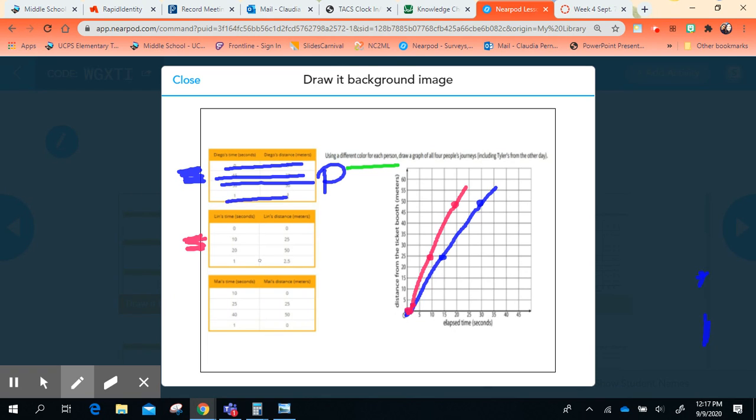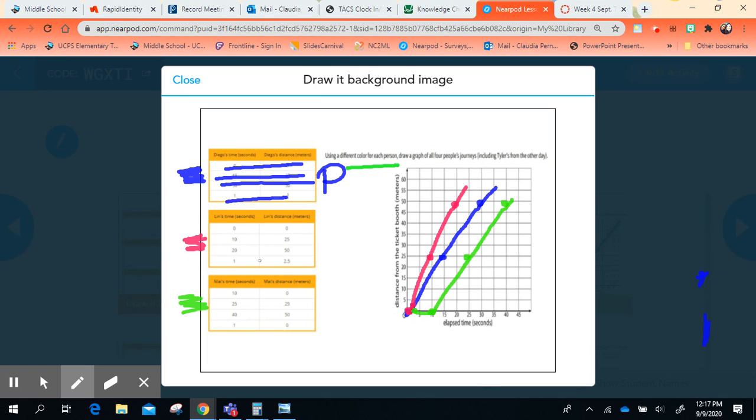Then I have my last one. I'm going to make it green. Let's finish with a bang because green's my favorite color. I have 10 and 0, right? So 10 and 0 would be here. Then I have 25 and 25. So 25, come up to 25, 40 and 50. And then 1 and 0. So for this one, it's making this weird line over here.